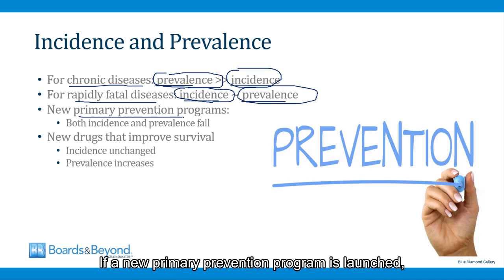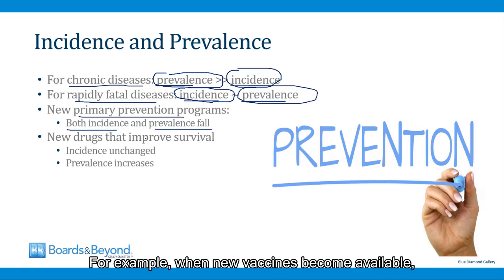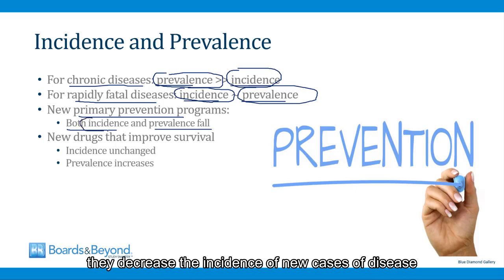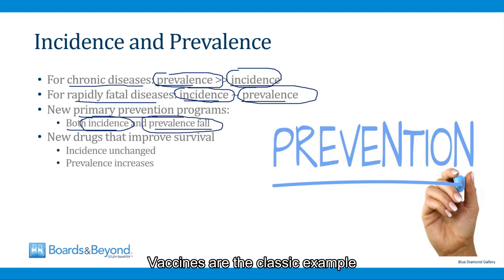If a new primary prevention program is launched, this will reduce both the incidence and the prevalence. For example, when new vaccines become available, they decrease the incidence of new cases of disease, and they also decrease the prevalence of disease. Vaccines are the classic example of a primary prevention program.